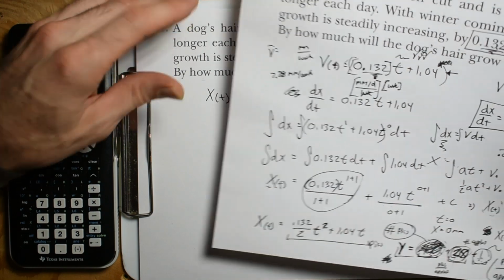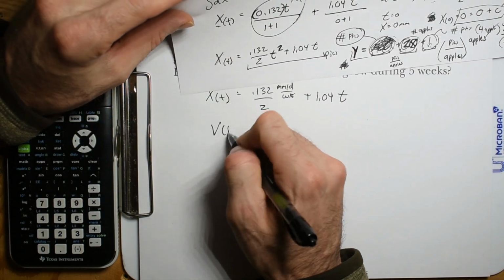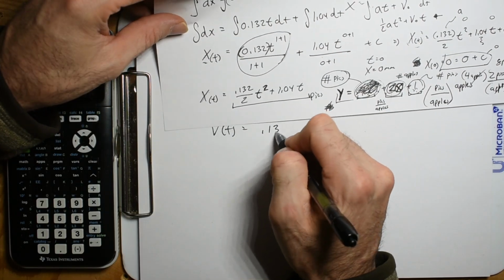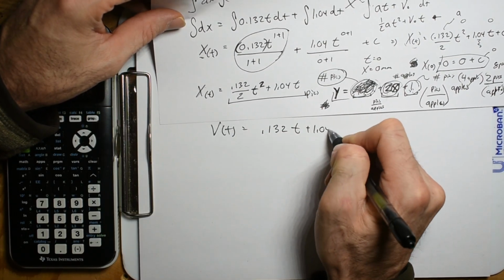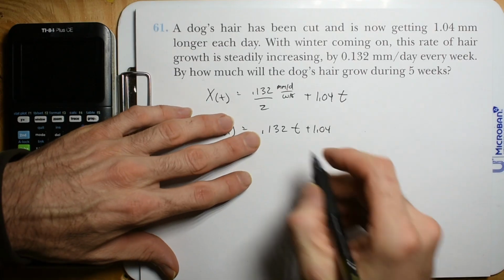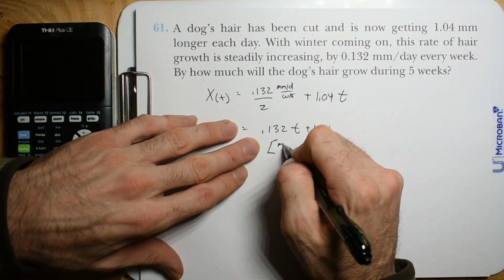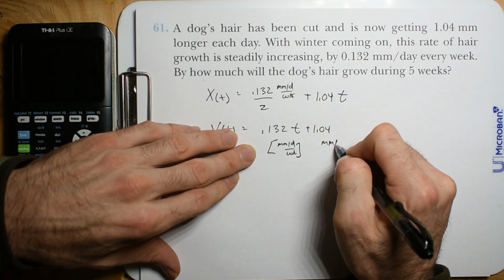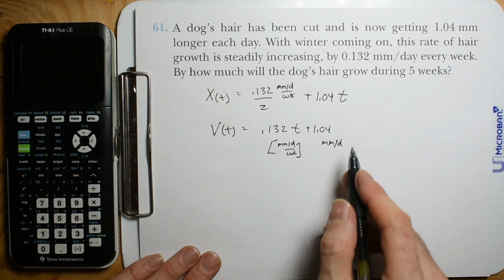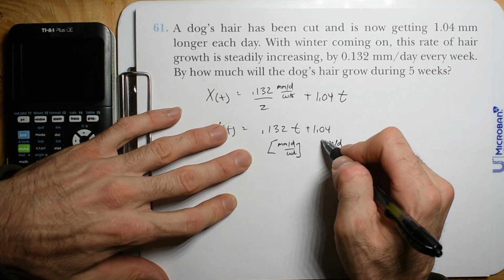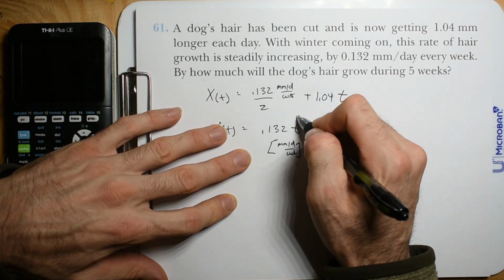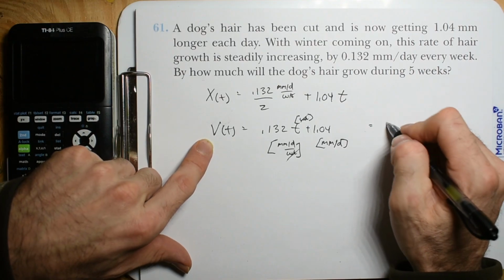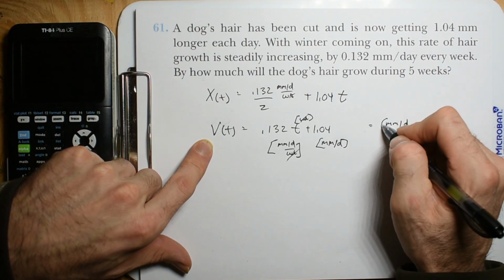Oh yeah, we were not done double checking this. So let me get my velocity equation. That's kind of where we left this. Velocity was 0.132 t plus 1.04. So we still might be kind of messed up. This is units of millimeters per day per week. This is in units of millimeters per day. Okay, sweet. And then the time value is in weeks. So those two are going to cancel. So this velocity is in millimeters per day.